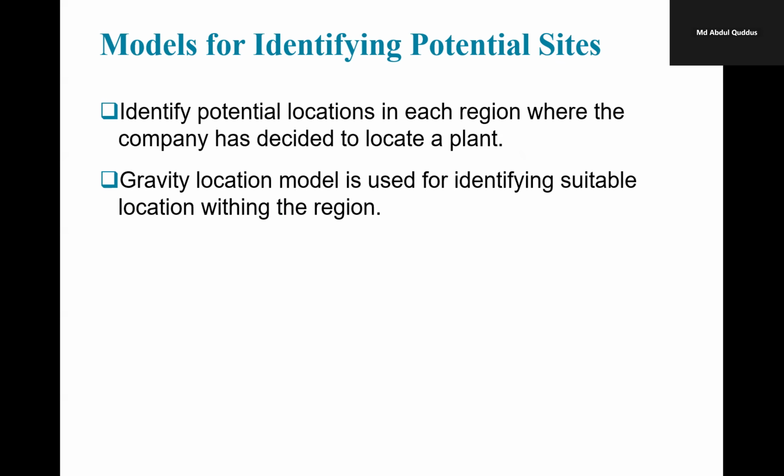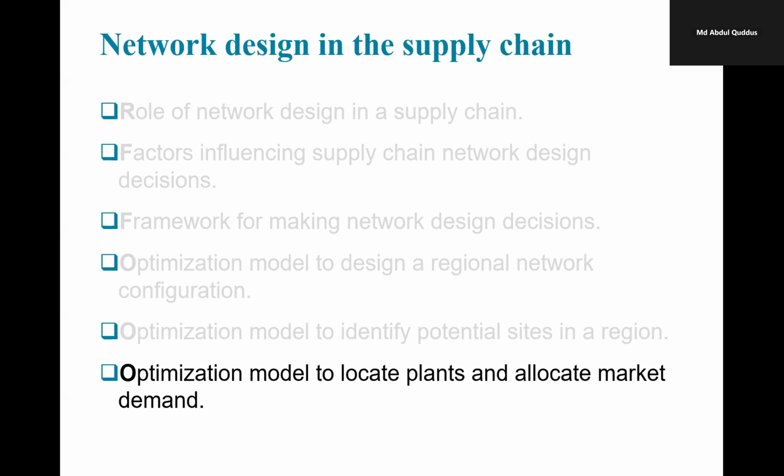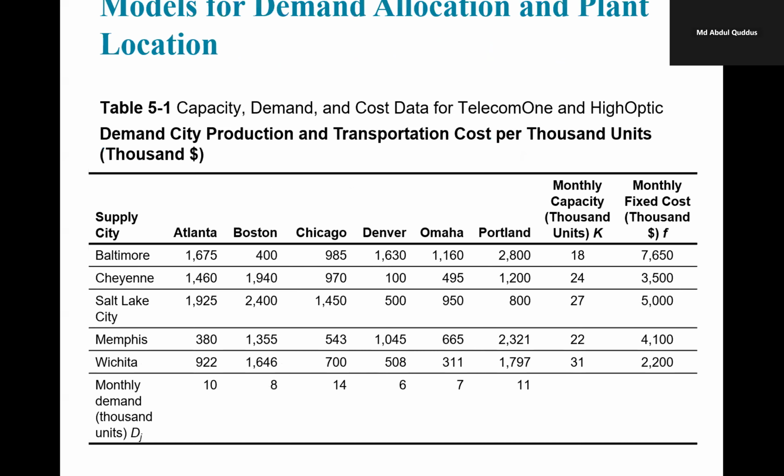And then the last one is the network optimization model to locate the plants and allocate market demand. This is kind of similar to the first one, but in the first one on the Excel we just saw the problem, whereas in this case, you're going to decide on a more specific location. For instance, this is another problem.